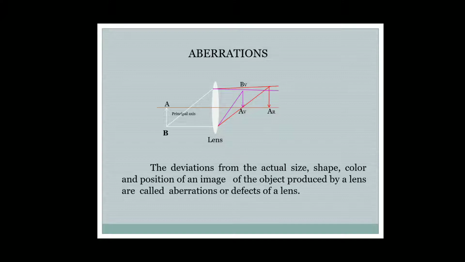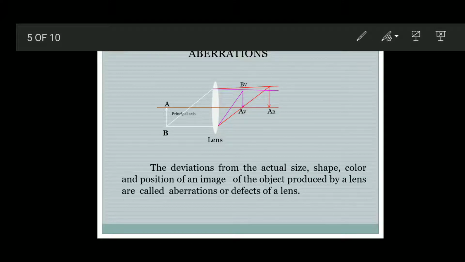So the violet image AVBV is formed nearer to the convex lens, and ARBR, the red image, is formed far from the convex lens. The image size is also different. You see there, AVBV size is less than ARBR. So the size is different, the position is different, and the color is different. So there is some deviation from the actual size of the object AB. The deviation from the actual size, shape, color and position of an image of the object produced by a lens is called an aberration.